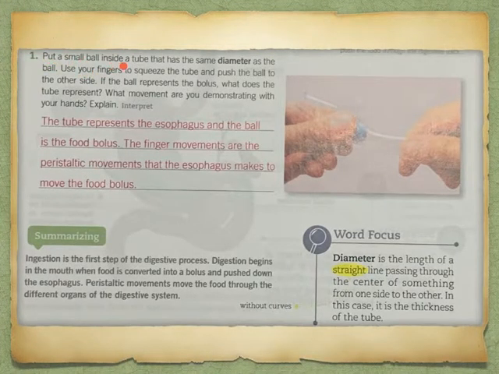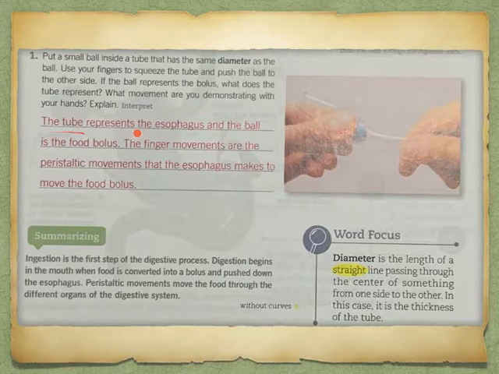Put a small ball inside a tube that has the same diameter as the ball, like this. Use your fingers to squeeze the tube and push the ball to the other side. If the ball represents the bolus, what does the tube represent? What movement are you demonstrating with your hands?